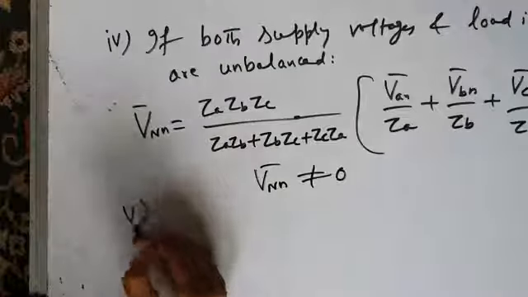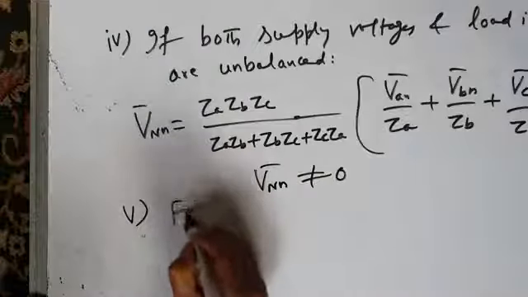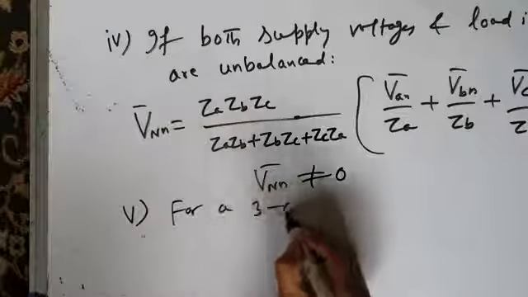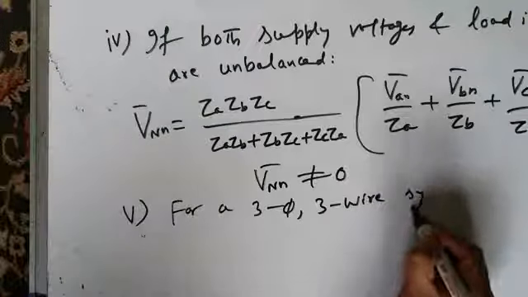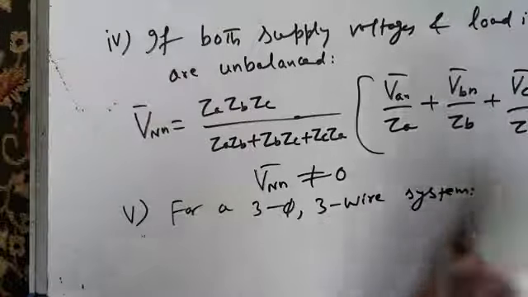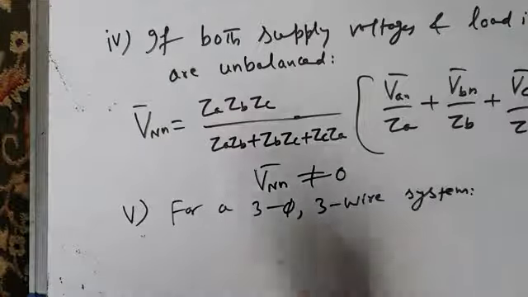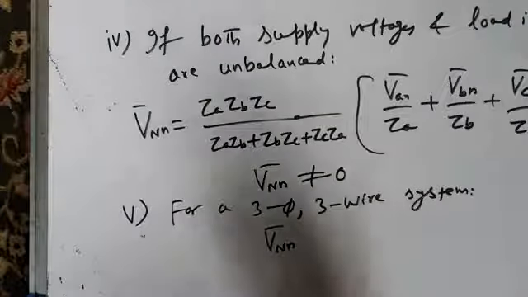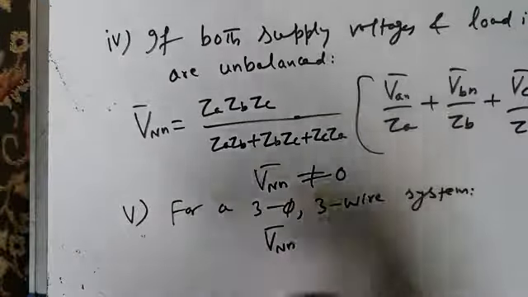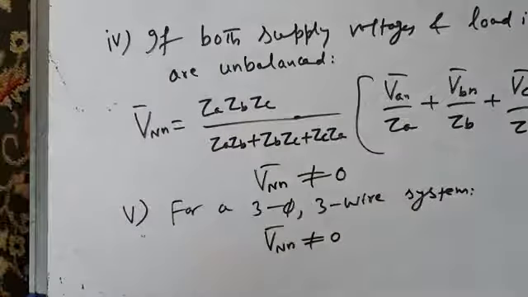Fifth inference is that for a three-phase, three-wire system, the system that I have shown previously in the diagram, neutral wire is not given there. We have already found that if source voltages and load impedances are unbalanced, or if any one of the two is unbalanced, then neutral to neutral voltage is not equal to 0.